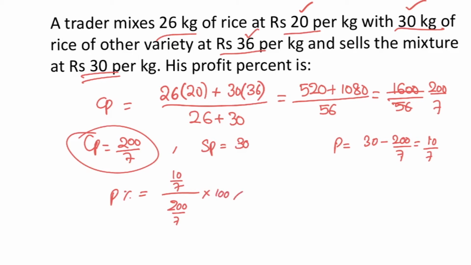Into 100%. You can cancel the denominators, divided by 7 and divided by 7. Two zeros cancel. Finally, the result is 10 by 2, which is 5%. There is a 5% profit.